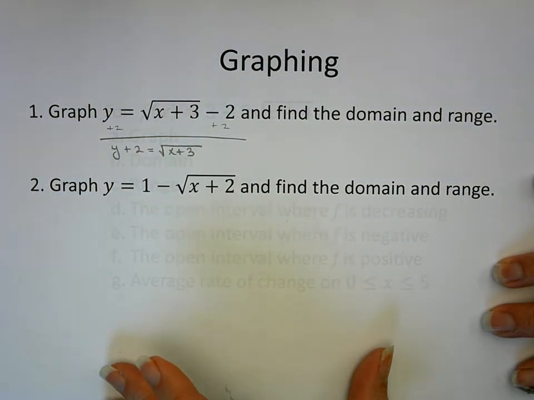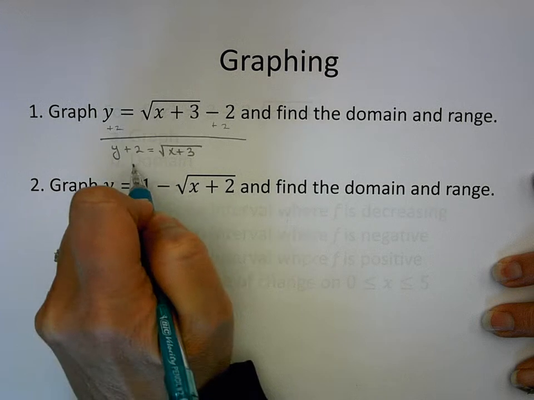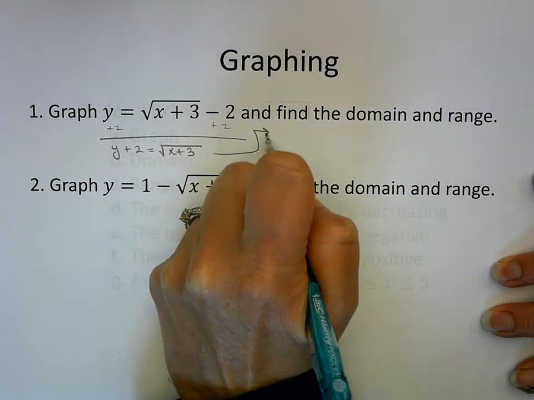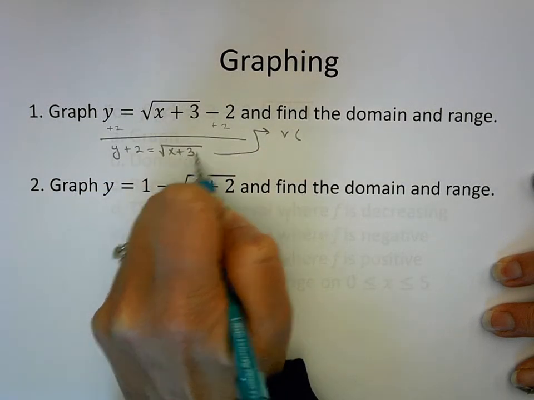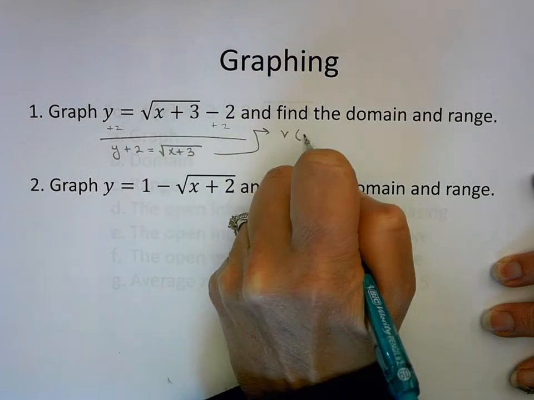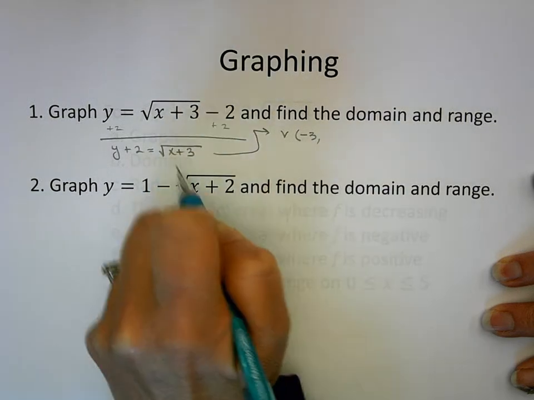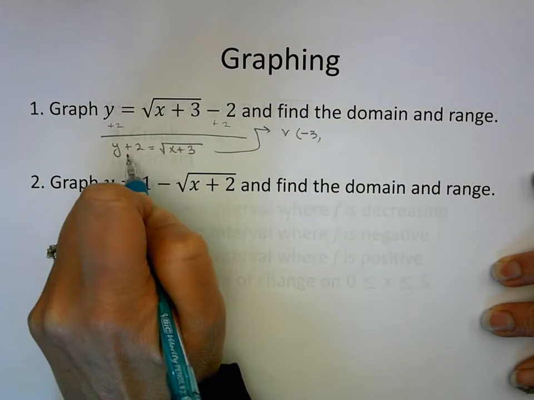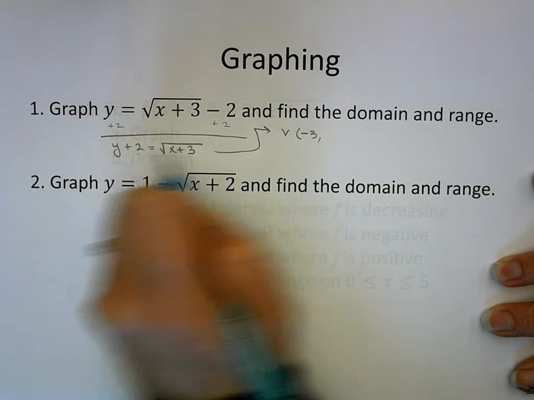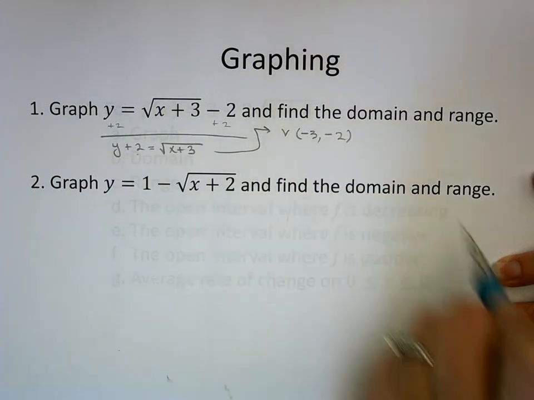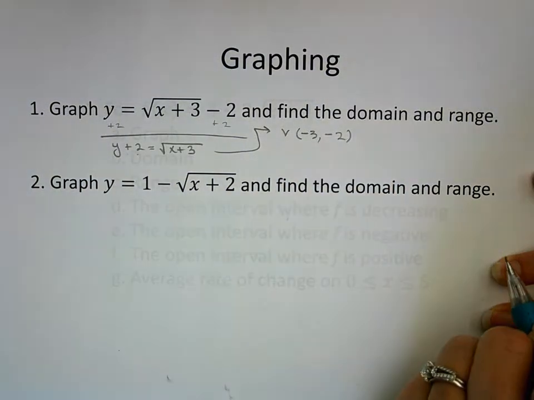And then once I get into this form, I just need to find the vertex. So for my vertex, what affects the x is the 3. So I'm going to do the opposite, -3, because that will bring it back to 0. And then for the y, I'm going to use -2. So vertex is -3, -2.